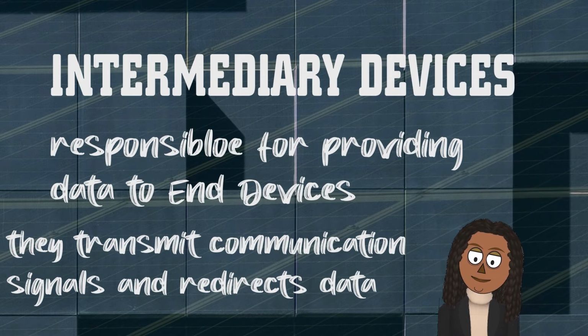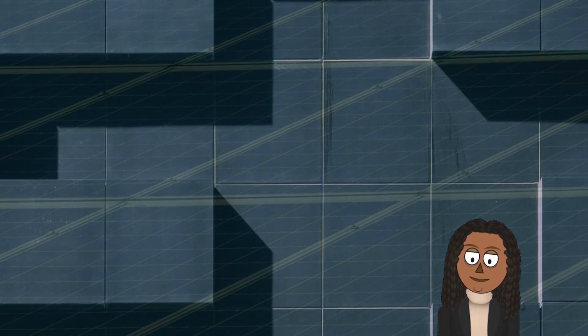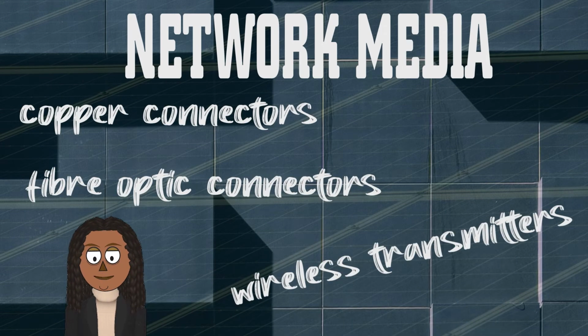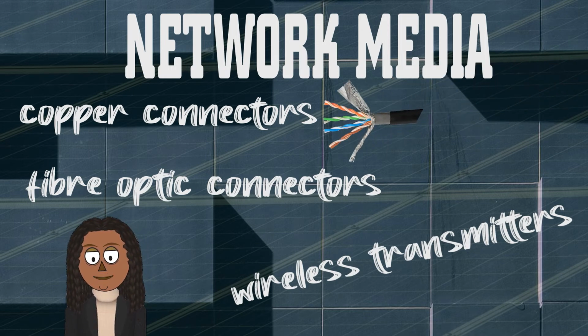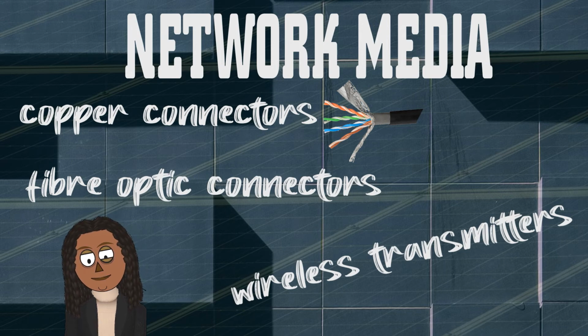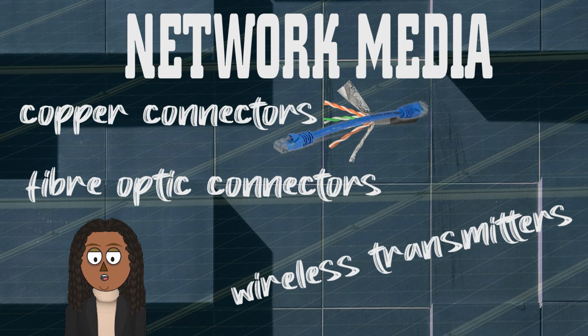Now, the final component that we have is the network media. These consist of copper connections, fiber optic cables, and wireless transmitters. The copper connection setup has basically metal wires that run inside of cables, as you can see in the picture here. And this is going to be your regular Ethernet cord that runs in your home with the LED light that comes on when it's connected.